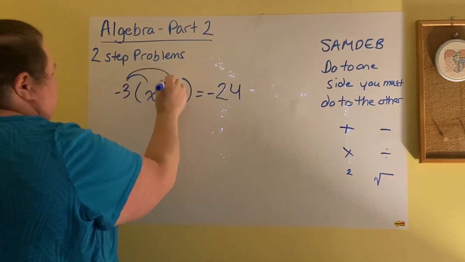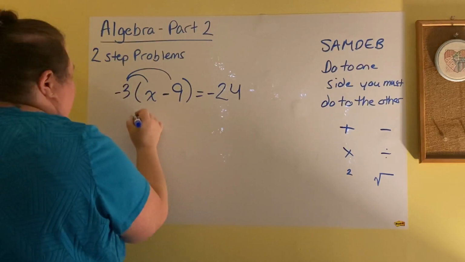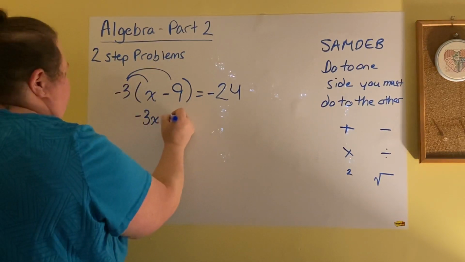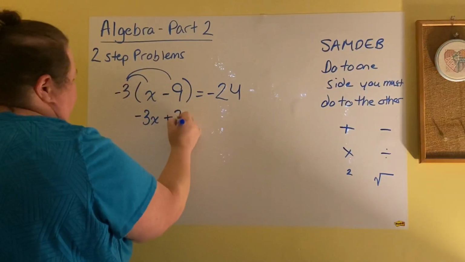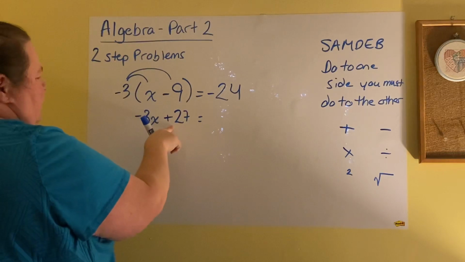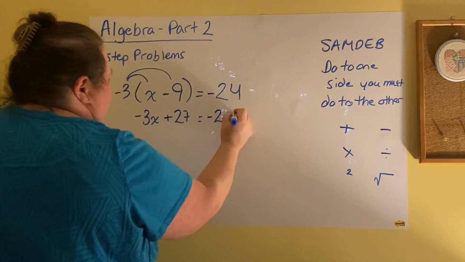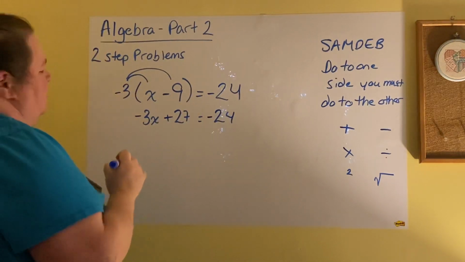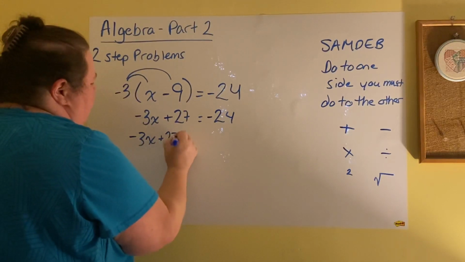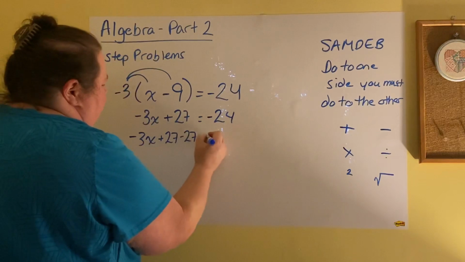Now, if you are not someone that's good with recognizing your number facts, and you want to distribute this, negative 3 times x is negative 3x. Negative 3 times negative 9 is a positive 27. So keep in mind, a negative times a negative gives you a positive. I'm left with negative 24 over here. So first things first, I've got to deal with that plus 27. So I've got to subtract 27.